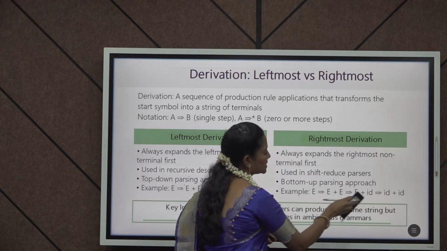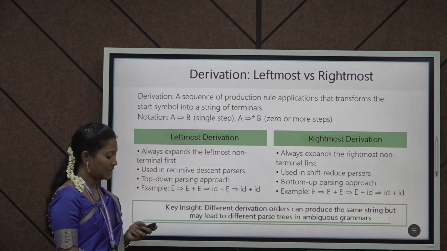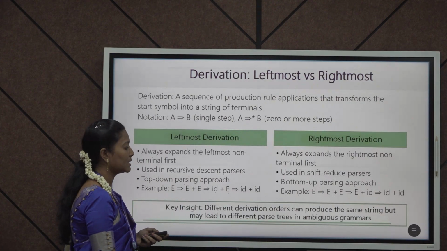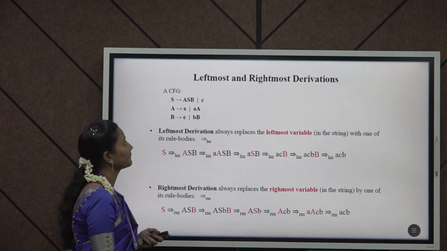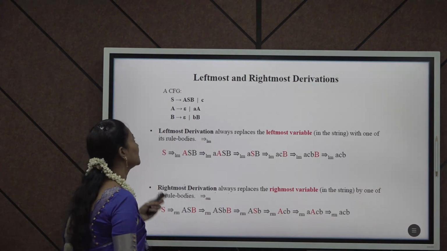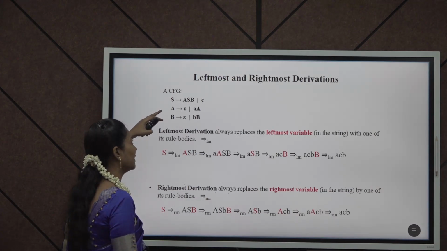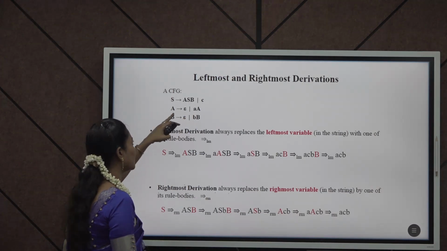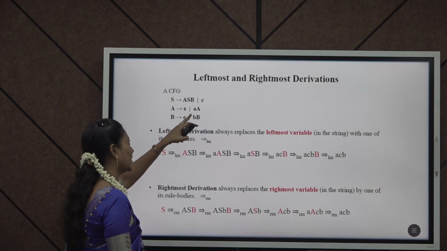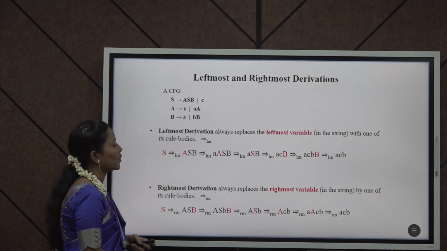In both derivations we will get the same output string, but the parse tree will be different and it leads to ambiguous grammars. So here is another example for leftmost and rightmost derivations. This is our context-free grammar. S implies A B or C, and A implies epsilon or small a capital A, and B implies epsilon as well as small b capital B.